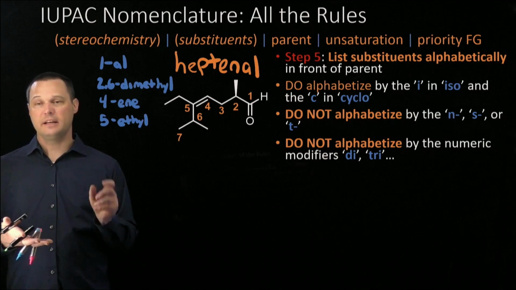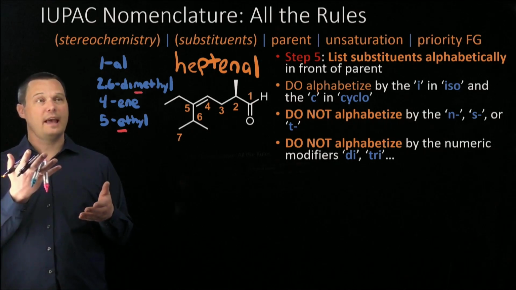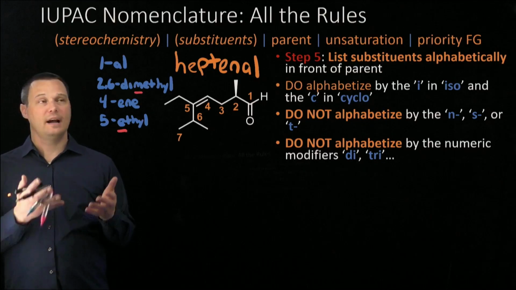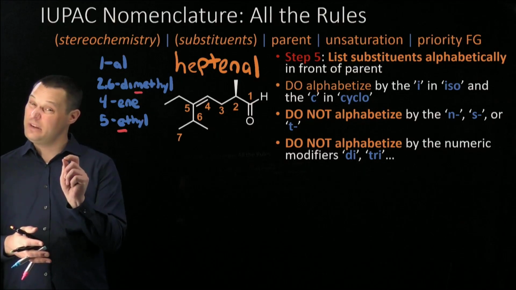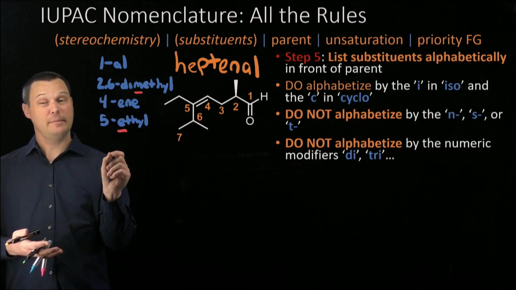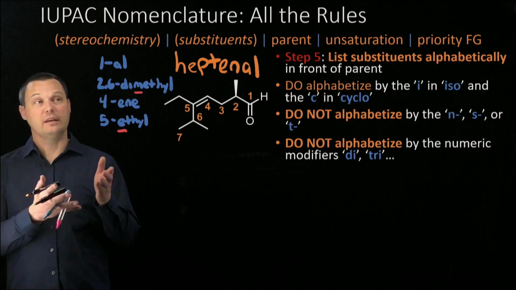Nor do we alphabetize by the numeric modifiers di, tri, tetra, etc. So for this molecule, the -al and the -ene are taken care of in the name of our parent hydrocarbon. So we're alphabetizing dimethyl versus ethyl. And be very careful here. We're alphabetizing by the E in ethyl versus the M in dimethyl, not the D. We do not alphabetize by numeric modifiers. And E comes before M.